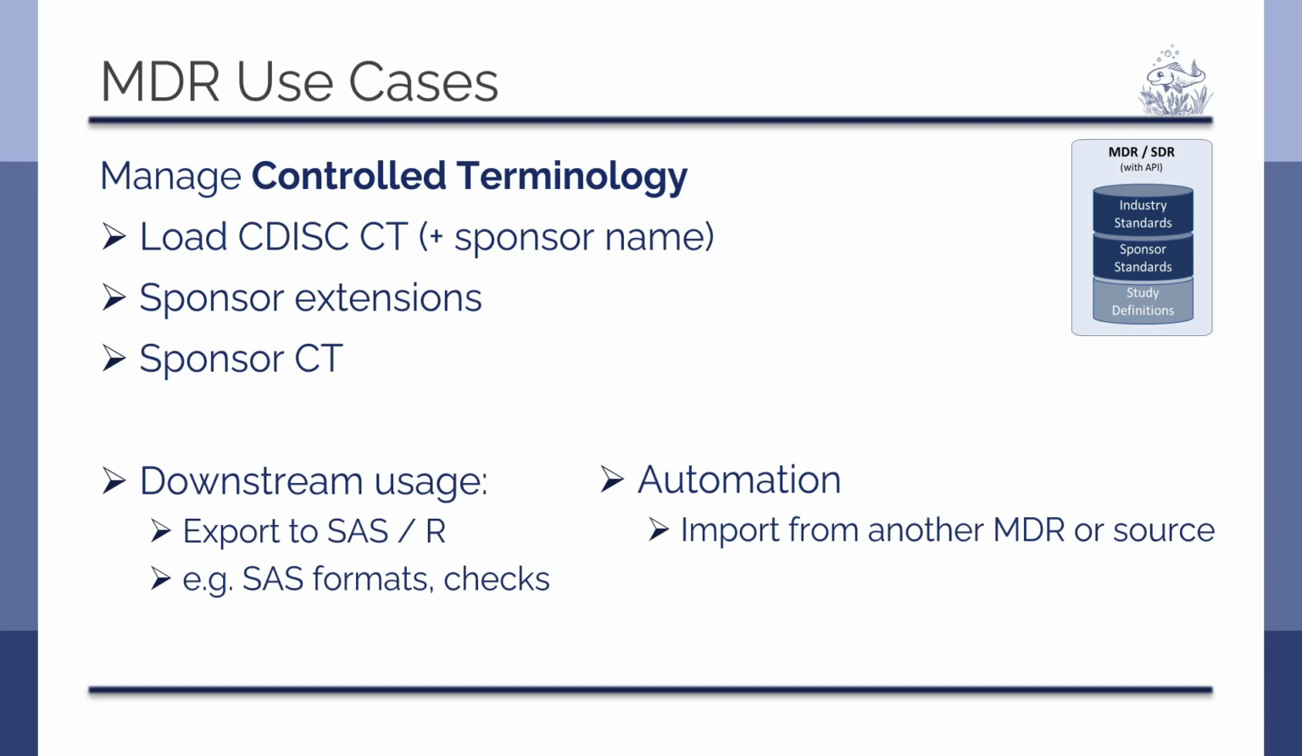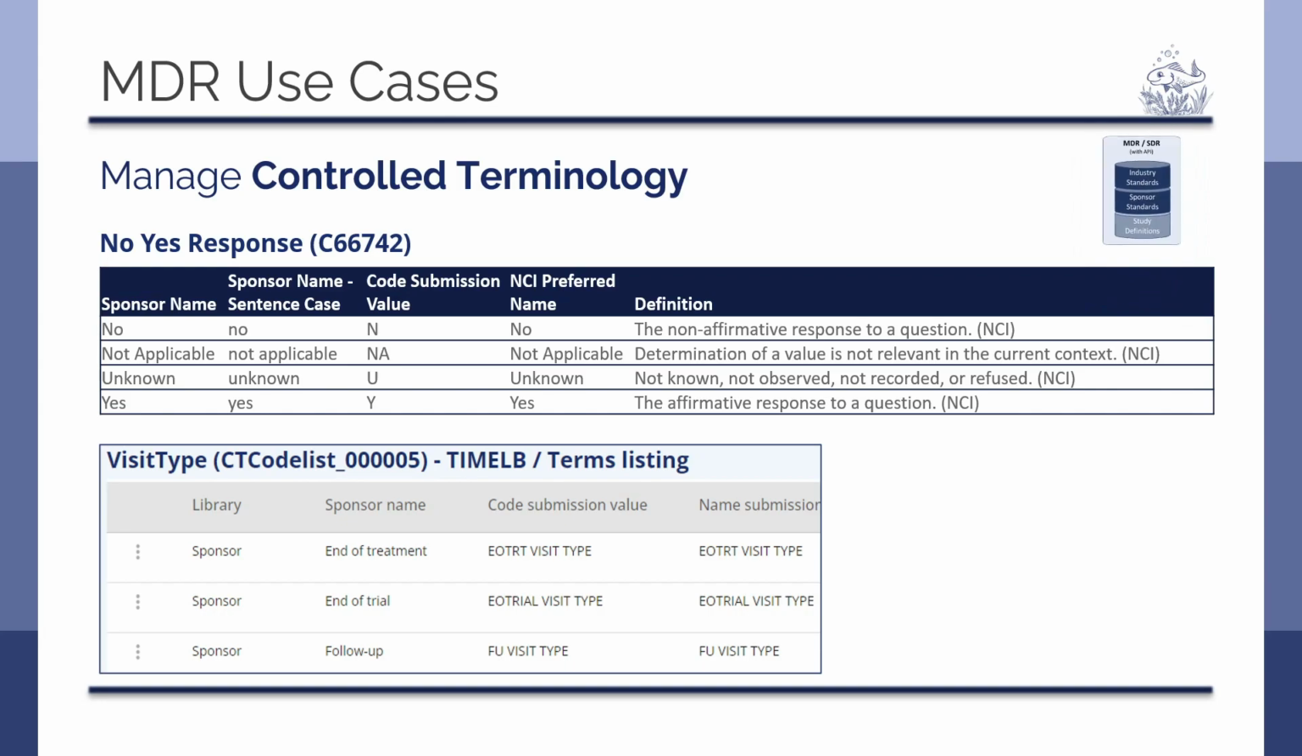So if you already have another metadata repository or you would like to link to metadata repository systems, you can import and export to and from other metadata repositories or other sources. So this could look like the following. You do have the no-yes control terminology from CDISC, but instead of having just the N and Y, which are the submission values, you might even want to use some sponsor-specific names like really no and yes. Or even in sentence case, in lower letters. And the second example here shows a sponsor-specific code list, which is in this case the study type.